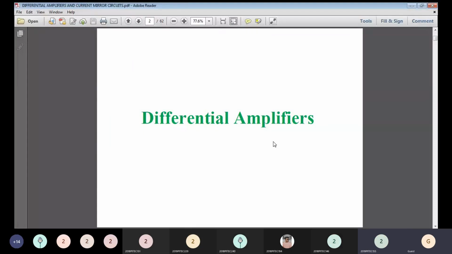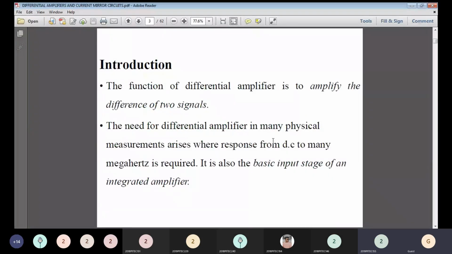In today's GATE class, in analog circuits, we are going to discuss differential amplifiers. Before solving some problems under differential amplifiers, let me start with an introduction. You know what a differential amplifier is, right? A differential amplifier is nothing but something that amplifies the difference of two signals.